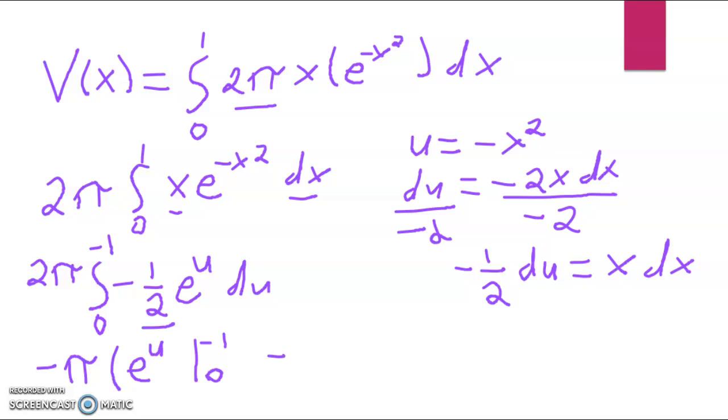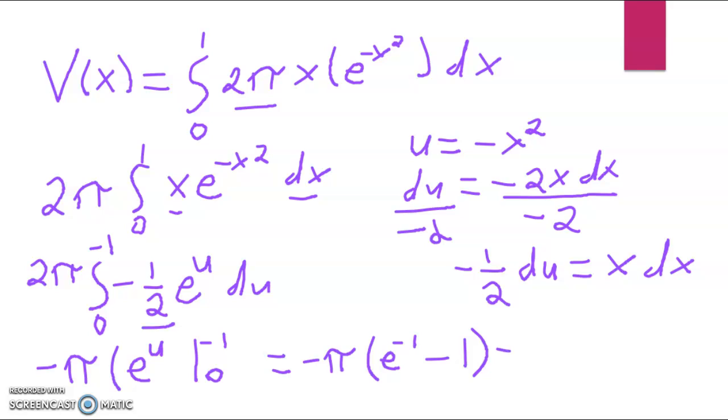So our final solution is going to end up being negative pi times e to the negative 1 minus e to the 0, which is just 1. And that's our final solution.